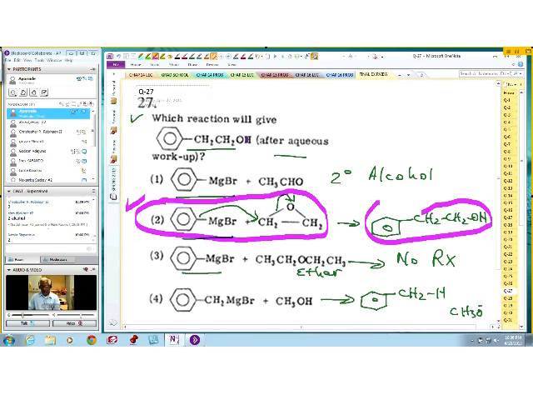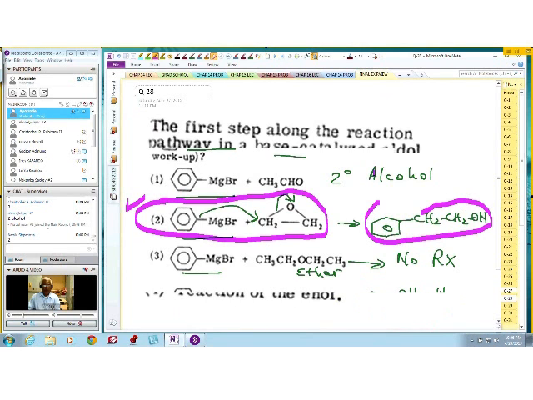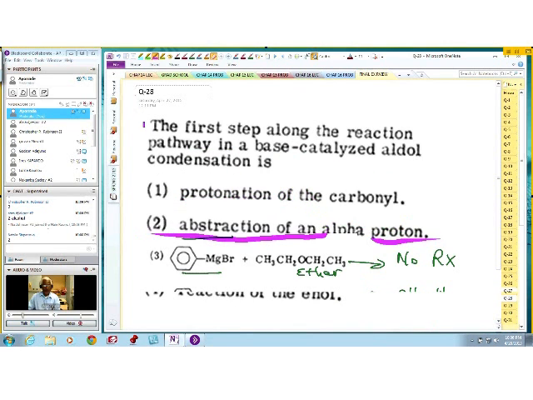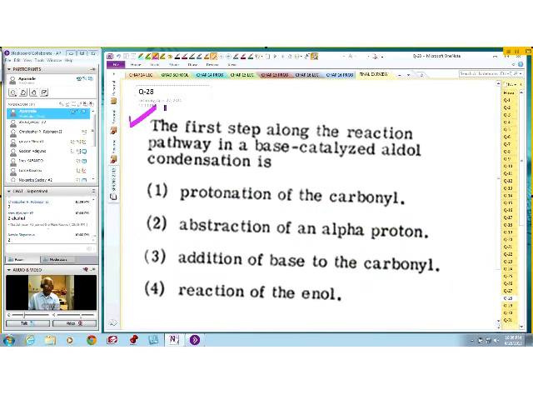Okay, so moving right along, let us go to, okay, will you go ahead and read this for us? The first step along the reaction pathway in a base-catalyzed aldol condensation is?